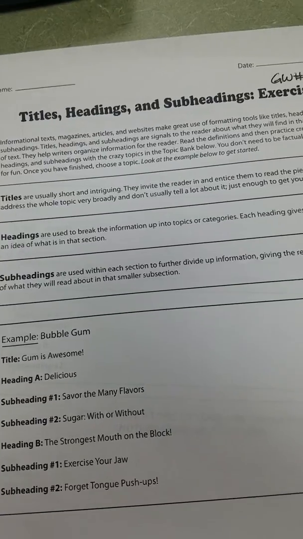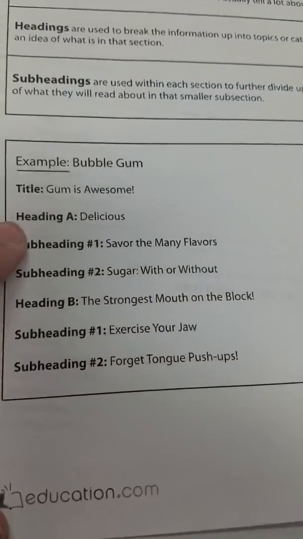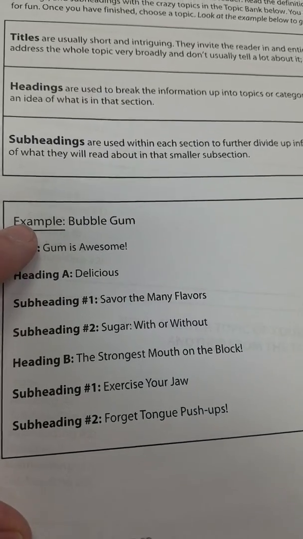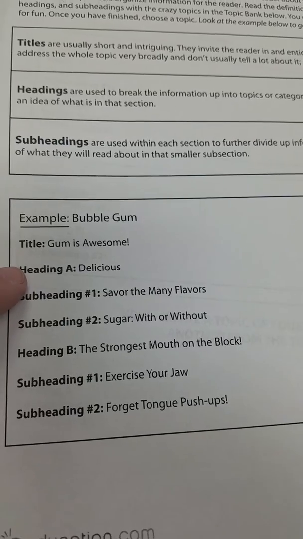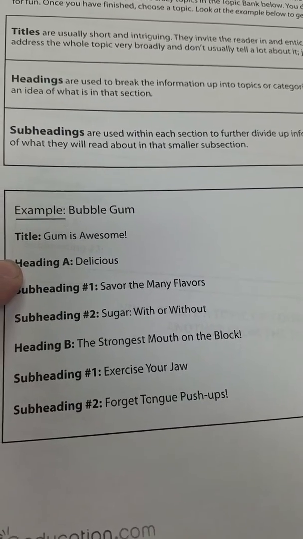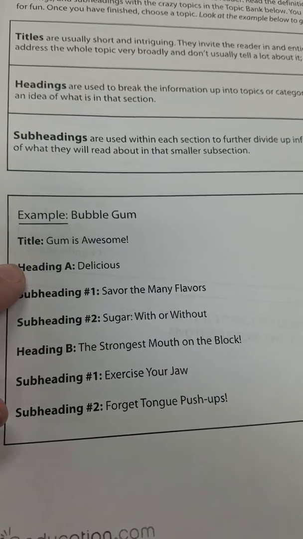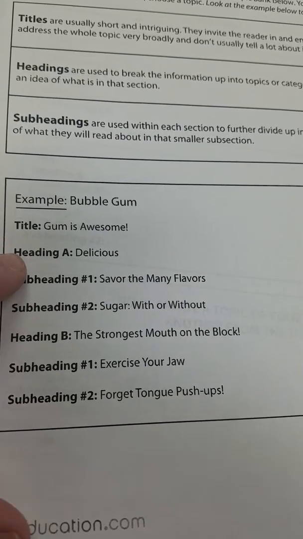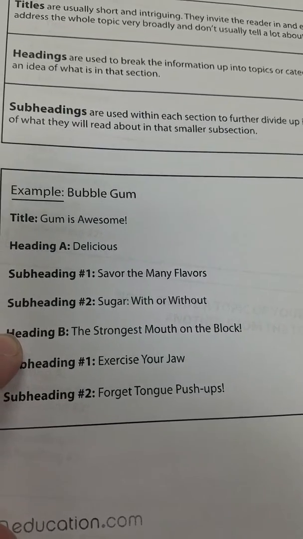So we're going to try that. Titles are usually short and intriguing. So look at the example here. The title that we're dealing with is bubblegum, and the title is Gum is Awesome. And the first heading, A, is that it's delicious. This is kind of like a reason, detail, fact. This is like the topic sentence, and this is like a reason, detail, fact. The other reason, detail, fact is that it's the strongest mouth on the block.